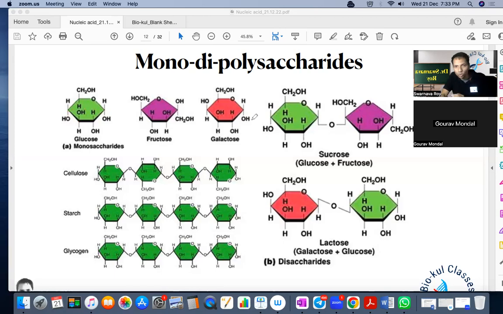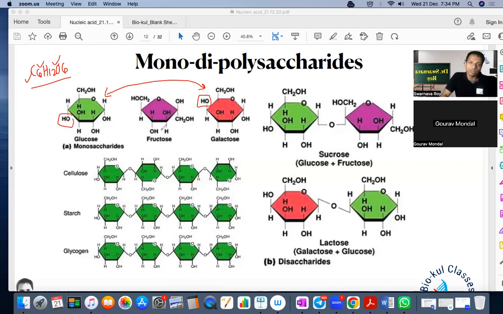Now, when you look at galactose, galactose has the fourth hydroxyl above the plane. If you compare glucose and galactose, you see in galactose the fourth hydroxyl group is above the plane, while in glucose the fourth hydroxyl is below the plane. That is the only difference between glucose and galactose. Otherwise, their molecular formula is the same, C6H12O6: 6 carbon, 12 hydrogen, 6 oxygen. So the molecular formula is the same, but the orientation is different. Understood? They are called isomers.